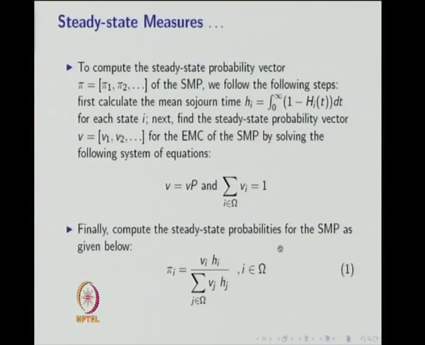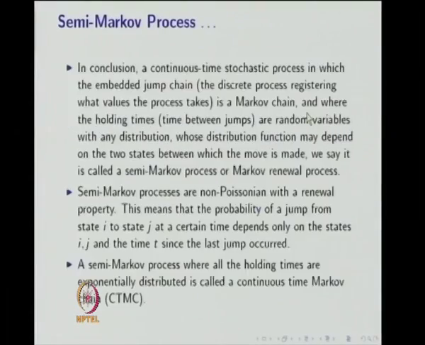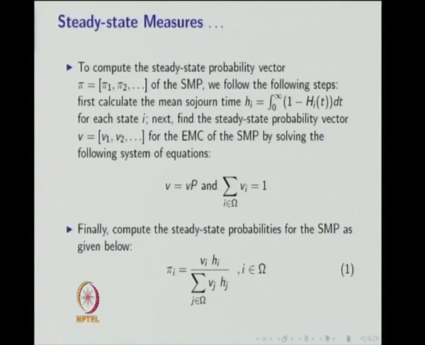Next, find the steady state probability vector V_i's for the embedded Markov chain of the semi-Markov process. First, we have to find out the steady state probability vector for the embedded Markov chain, and using this steady state probability vector and the mean sojourn time, you can get the steady state probability vector pi. So, how to find the steady state probability vector of the embedded Markov chain?